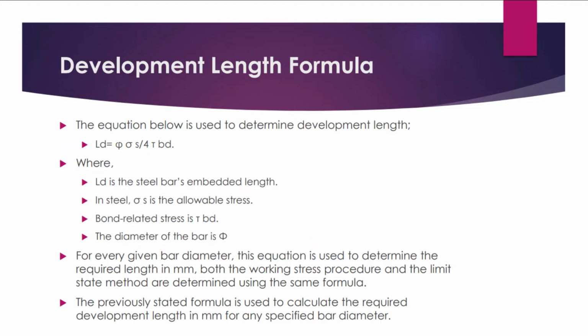Development length formula. The equation below is used to determine development length, where Ld is the steel bar's embedded length for every given bar diameter. This equation is used to determine the required length in millimeter. Both the working stress procedure and the limit state method are determined using the same formula. The previously stated formula is used to calculate the required development length in millimeter for any specified bar diameter.